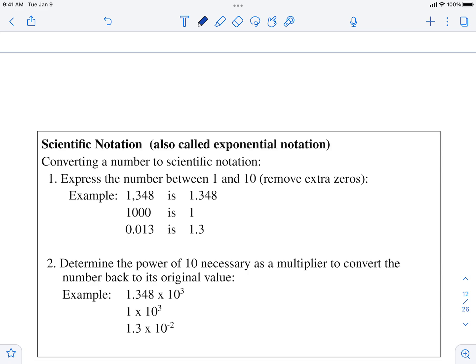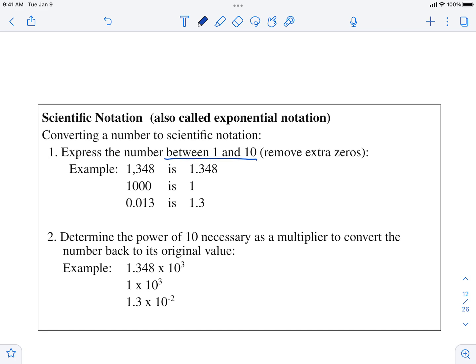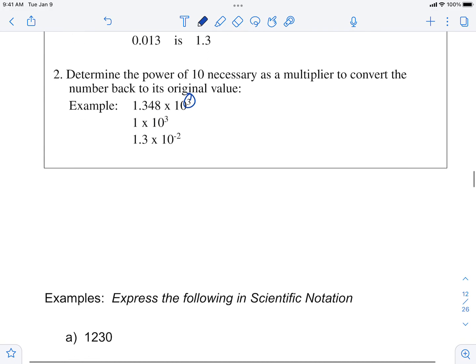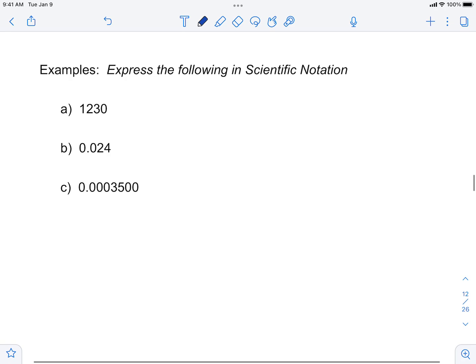Here's scientific notation, which we had previously talked about. Anytime you need to turn a number into scientific notation, express it as a number between 1 and 10, and then determine the power of 10 necessary as a multiplier. Right, so 1,348 is 1.348, but you have to move the decimal 3 times, so the power is 3. All right, for good measure, let's just do these last 3 here. Write these in scientific notation. Take a minute.